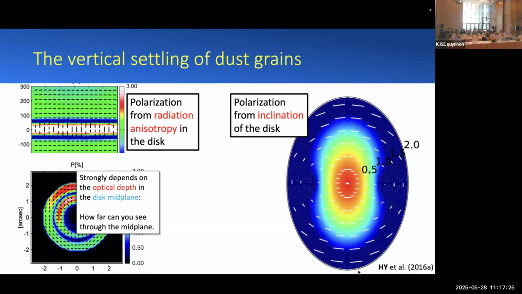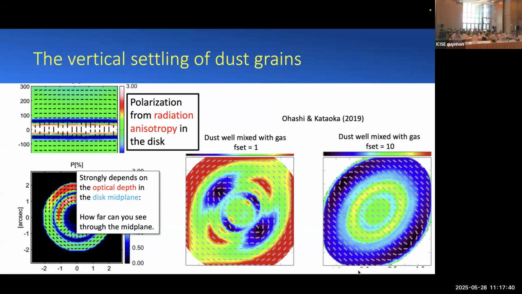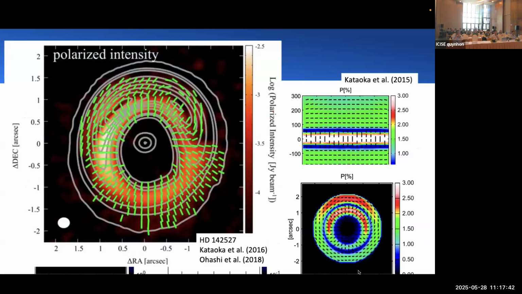For inclination, they tend to produce polarization that is uniform along the minor axis of the disk. For the anisotropic radiation, you are producing polarization that is perpendicular to the local structures. In this case, we have a circular structure, and the polarization is perpendicular to that structure, and this is what you will get from the radiation anisotropy.